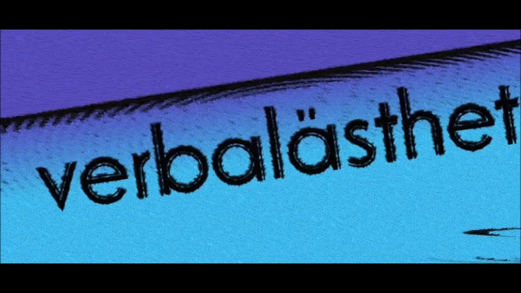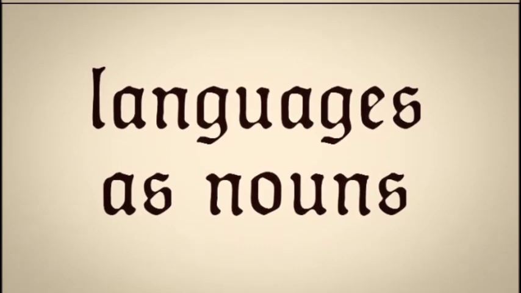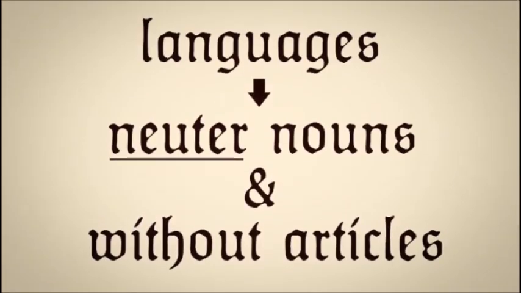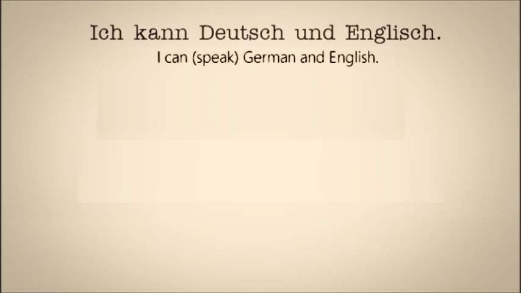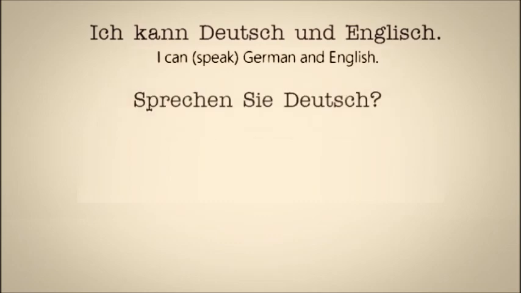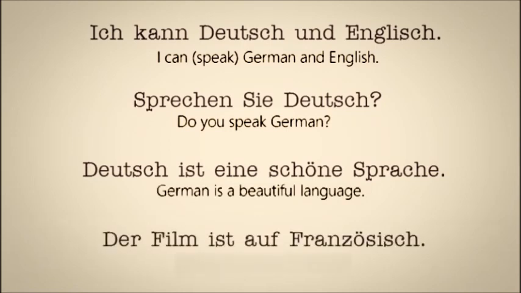Welcome to this bonus video about languages as nouns. You've probably learned that languages are neuter nouns which usually don't have articles. For example, ich kann Deutsch und Englisch. I can speak German and English. Sprechen Sie Deutsch? Do you speak German? Deutsch ist eine schöne Sprache. German is a beautiful language. Der Film ist auf Französisch. The movie is in French.